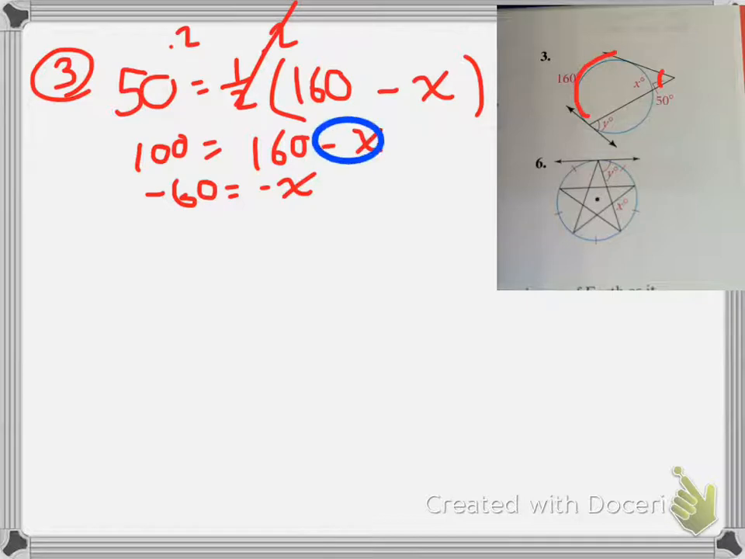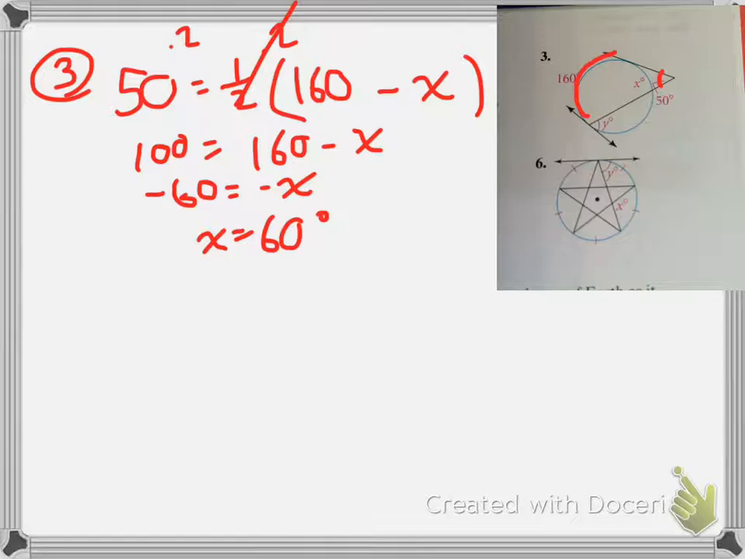Don't forget that negative, or else you're going to get negative 60 equals x, which hopefully would confuse you because that's not logical. And as a geometry student, you're using logic, right? So please never give me a negative angle. That will just put a sad face on your problem, and that would not be fun for anyone involved. So divide both sides by negative 1 or multiply both sides by negative 1, and you get x equals 60 degrees.